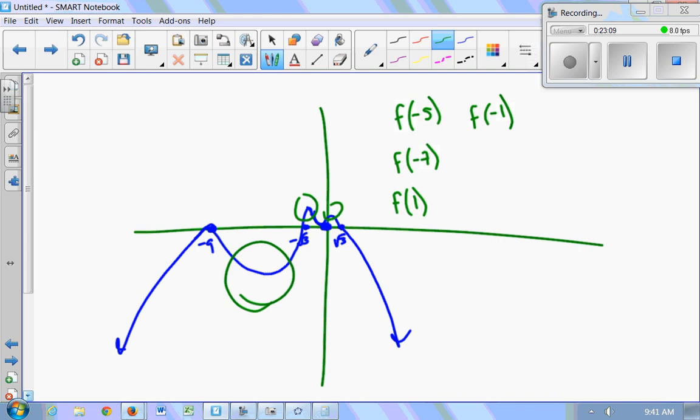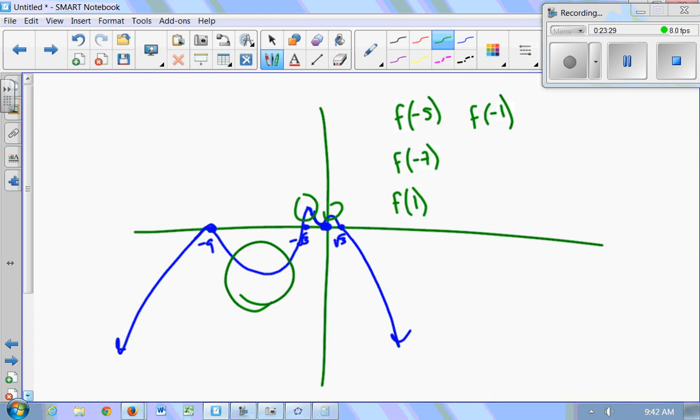Mm-hmm. No. Nope. Which one? At where? Minus the square root of 3?